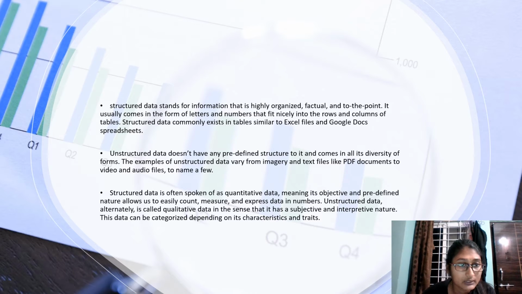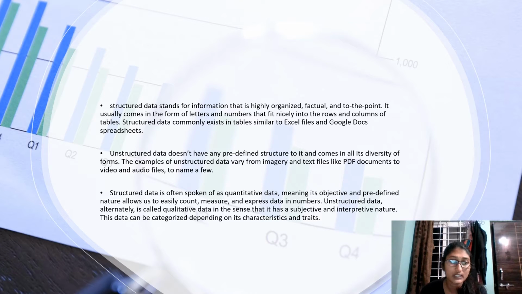Structured data stands for information that is highly organized and factual, point to point. It usually comes in the form of letters and numbers and fits nicely into rows and columns of tables. Structured data commonly exists in tables similar to Excel files and Google Docs spreadsheets. Unstructured data does not have any predefined structure and comes in all its diversity of forms. Examples of unstructured data vary from images and text files like PDF documents to video and audio files.